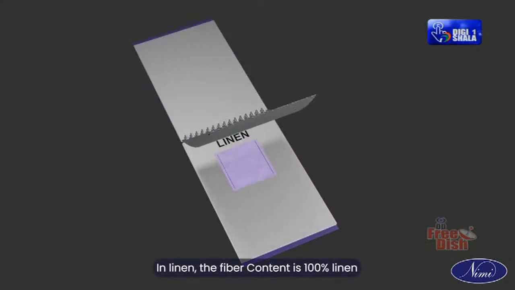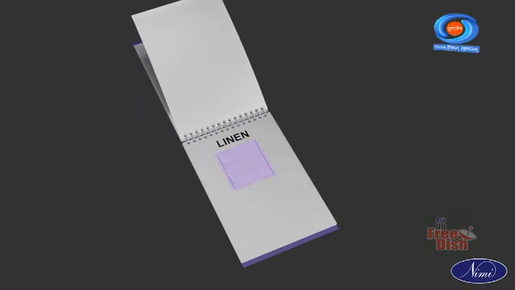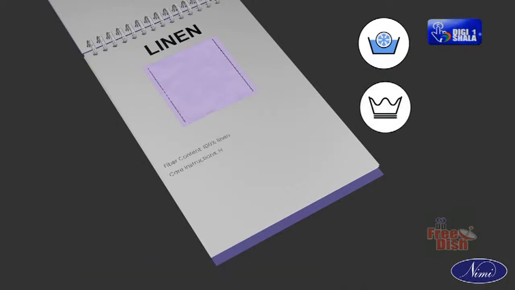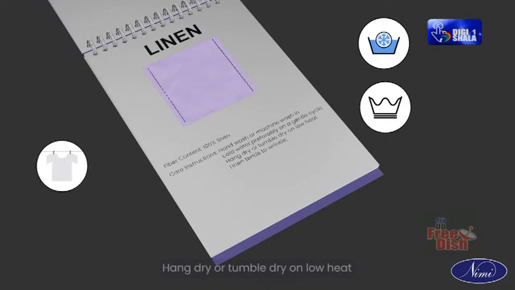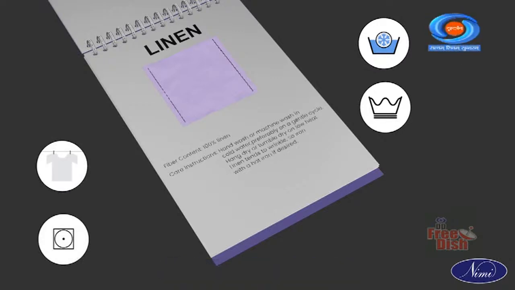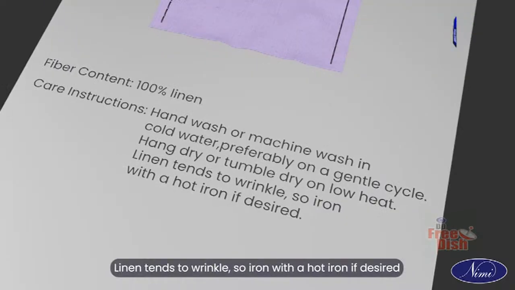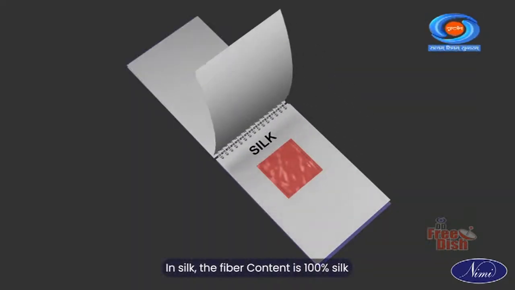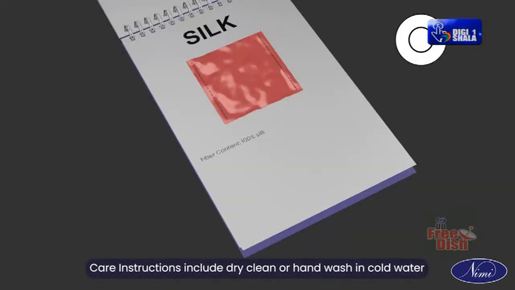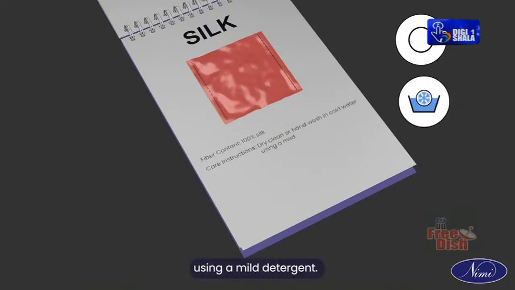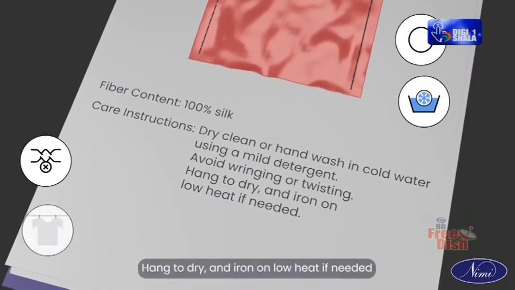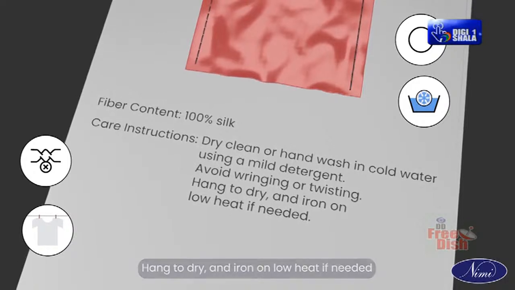In linen, the fiber content is 100% linen. Care instructions include hand wash or machine wash in cold water, preferably on a gentle cycle. Hang dry or tumble dry on low heat. Linen tends to wrinkle, so iron with a hot iron if desired. In silk, the fiber content is 100% silk. Care instructions include dry clean or hand wash in cold water using a mild detergent. Avoid wringing or twisting. Hang to dry and iron on low heat if needed.